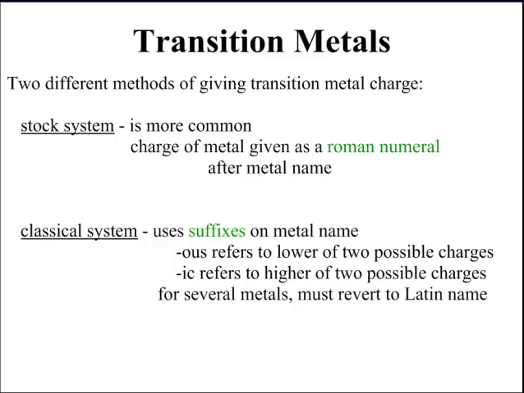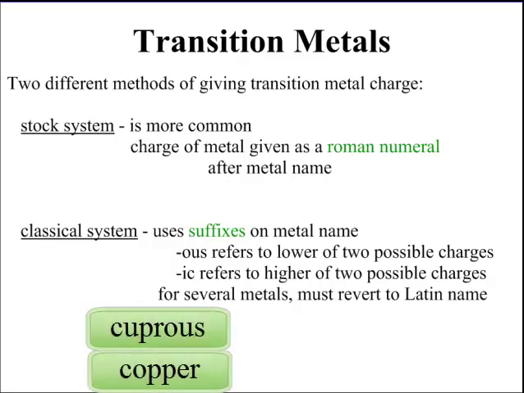This system isn't as user-friendly. It doesn't explicitly tell you the charge. You have to have those memorized. Also, some of the metals revert back to their Latin name. So, for example, if you saw cuprous, that's copper, the Latin name, and you would have to have memorized that copper can be a +1 or a +2, and OUS being the lower, that means copper +1.